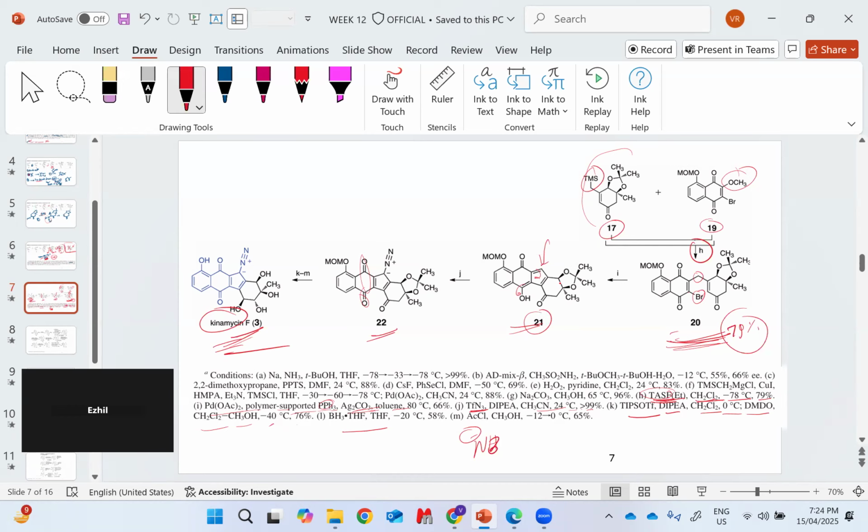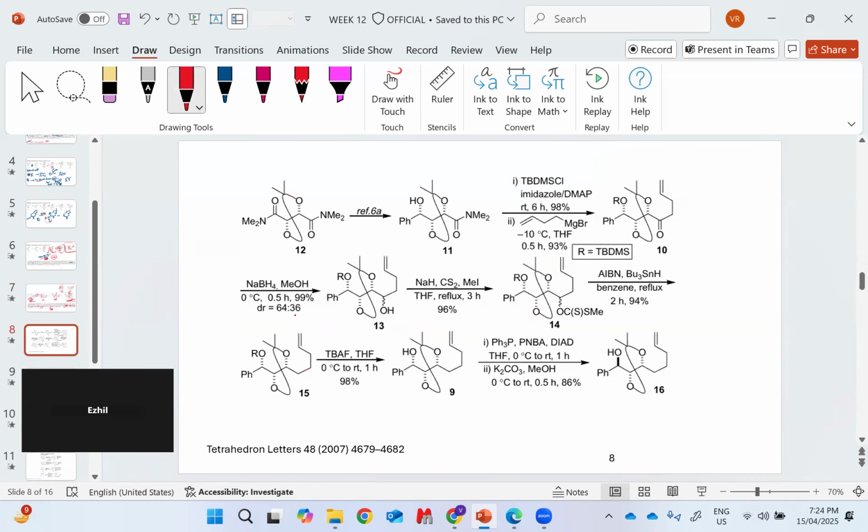So this is the first example that I have shown, some steps from the synthesis of kinamycin, and there are again several steps involved. So again you can refer to the paper for the other remaining steps. Further, this is an example from another paper, from Tetrahedron, dated back to 2007. So in this paper, there are a few steps that I want to highlight here.